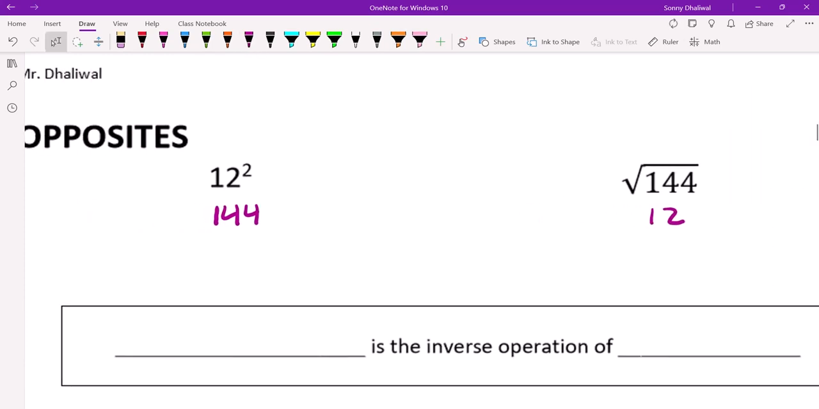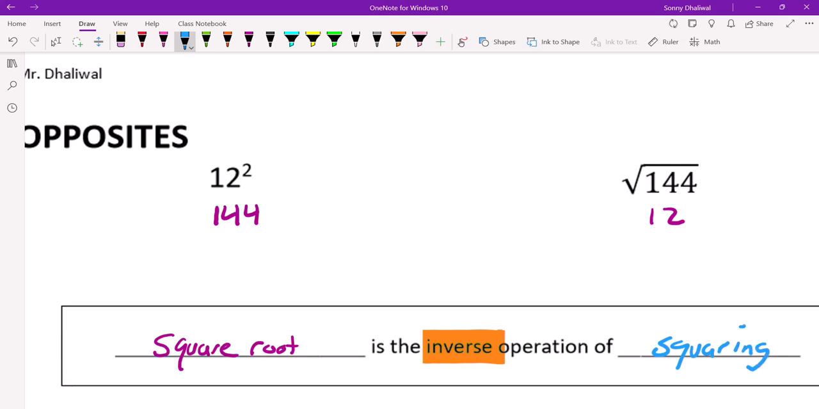There's a connection here, isn't there? So the connection is the square root. In math, instead of saying the opposite of squaring, we use this word inverse. It means the opposite, so you're undoing the square. So square root is the opposite of squaring. You're undoing the squaring when you take a square root. That makes sense, right? So knowing that gives us a lot of power later on.